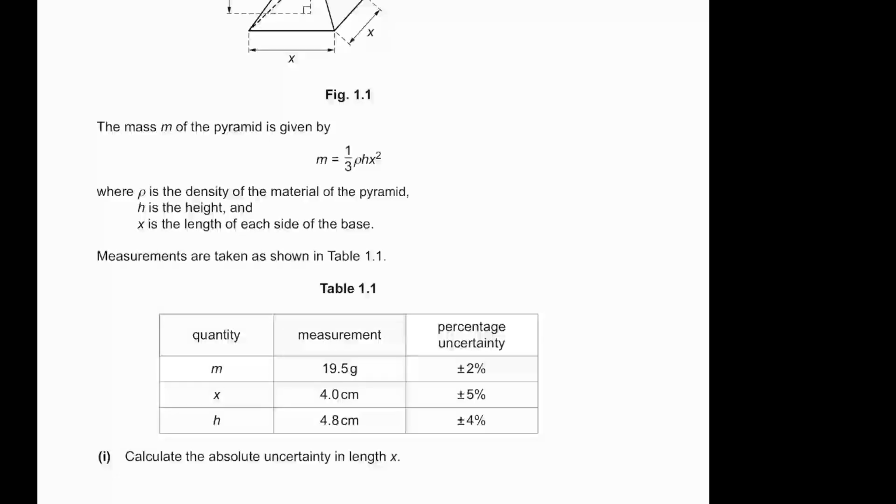Absolute uncertainty in length x. So guys, x is 4 centimeters measured. Uncertainty is 5%. So the absolute uncertainty will be 4 times 5%. What is 4 times 5%? 0.2 centimeters.